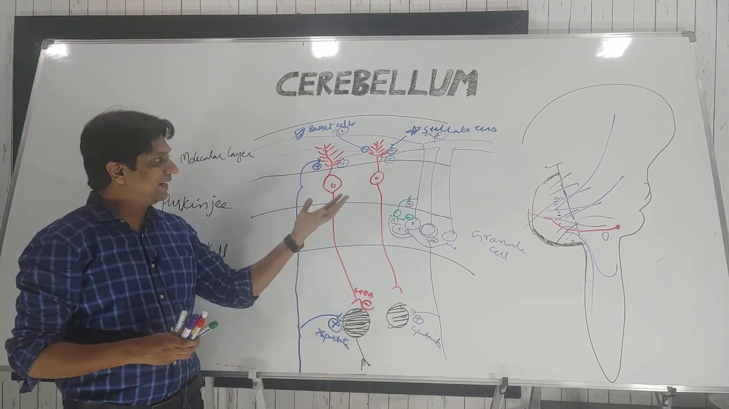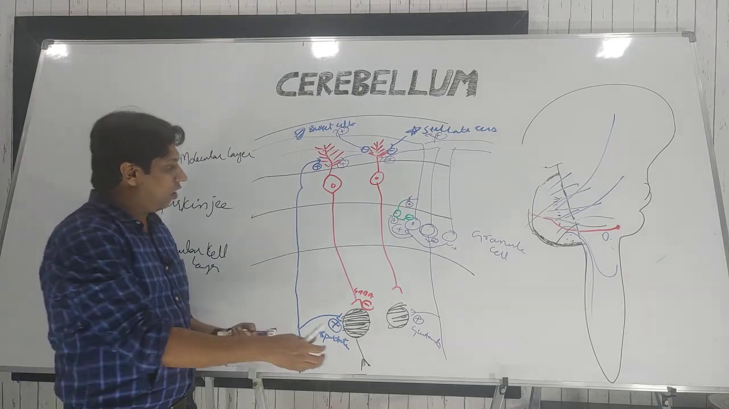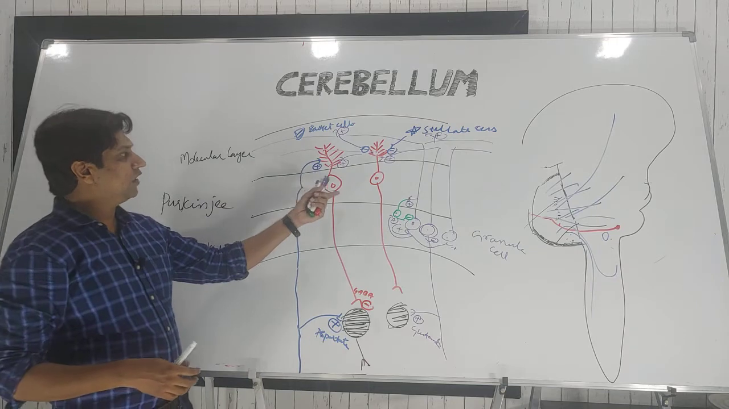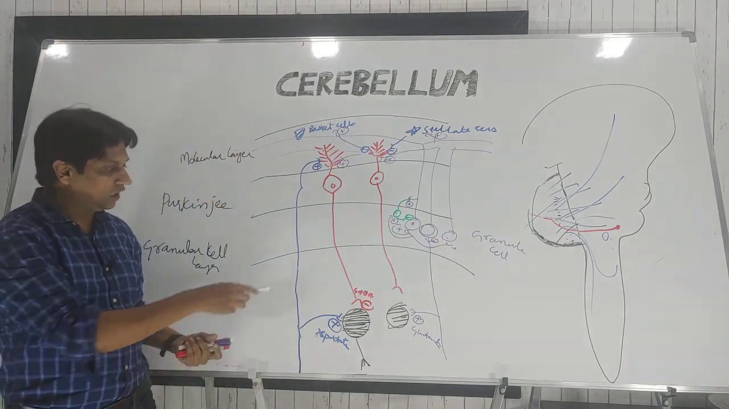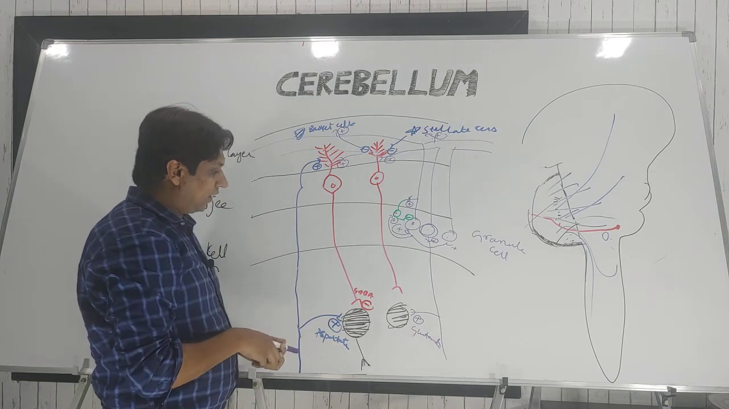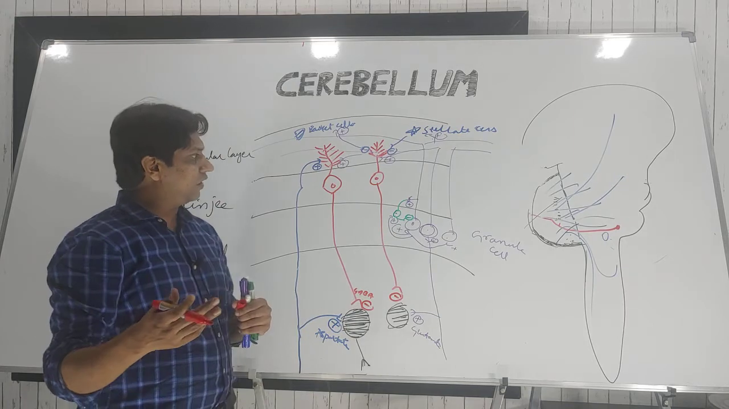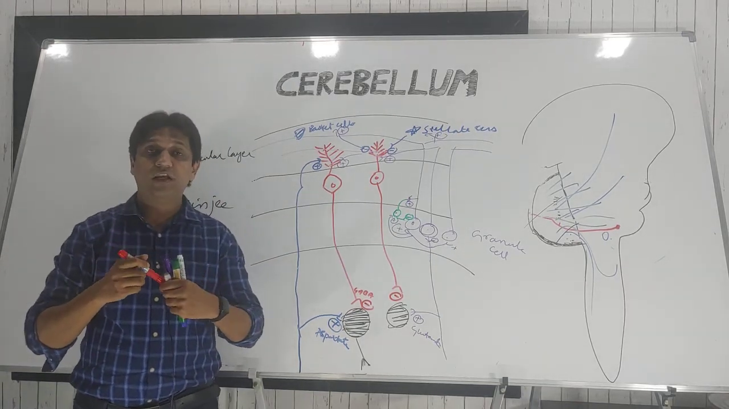So this is the internal circuit of the cerebellum, and ultimately all the inputs from the climbing fibers and the mossy fibers go to these various cells: Purkinje cells, basket cells, stellate cells, Golgi cells, granule cells, and the deep cerebellar nuclei. And these deep cerebellar nuclei will give the efferent fibers. In the next class we will discuss the connections of the cerebellum with the various parts of the CNS and its functions.